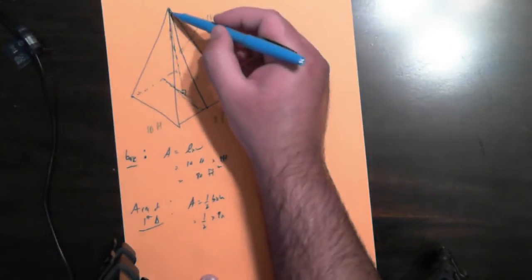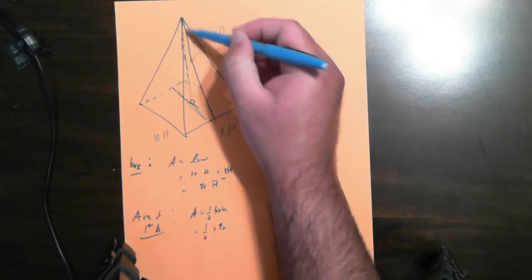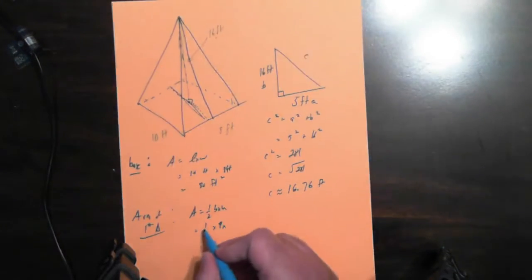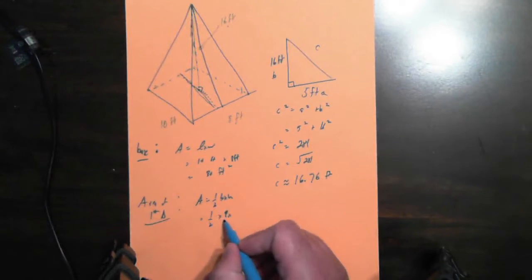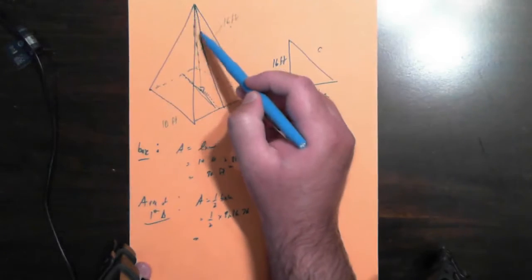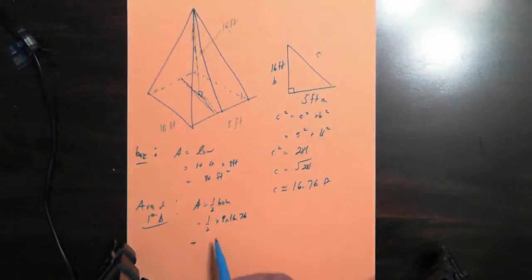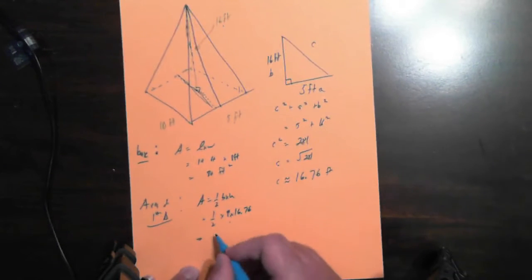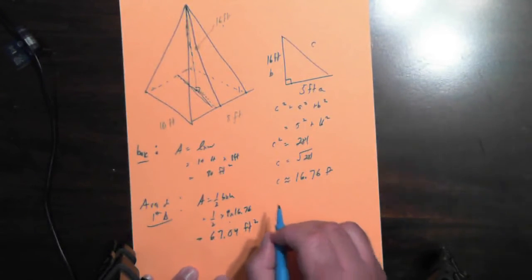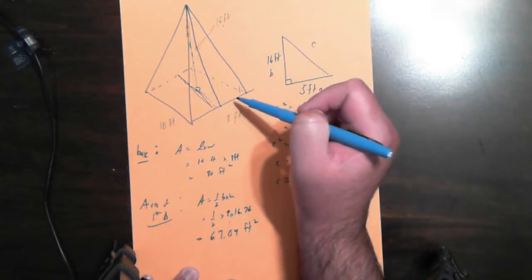So now I know that this height right here is 16.76 feet, so a bit longer than the height down the middle. So back to my triangle here. My base is 8, my height is now 16.76. So the area of this triangle right here is going to be 1/2 times 8 times 16.76, which gives me approximately 67.04 square feet. Okay? So that's the area of this thing in the front.